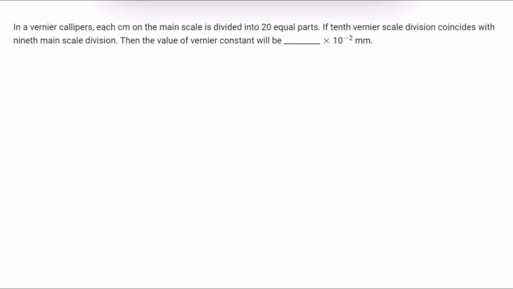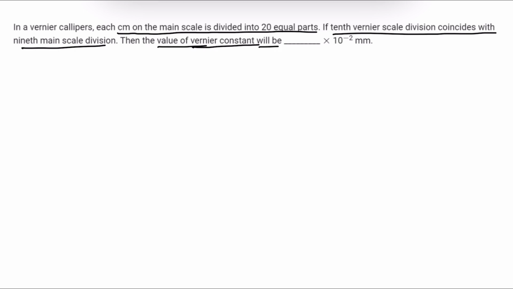So here's the next question. Let's read it. In a Vernier calipers, each centimeter on the main scale is divided into 20 equal parts. Each centimeter is divided into 20 equal parts. If 10 Vernier scale divisions coincide with 9 main scale divisions, then the value of the Vernier constant will be. So let's take a look at this.